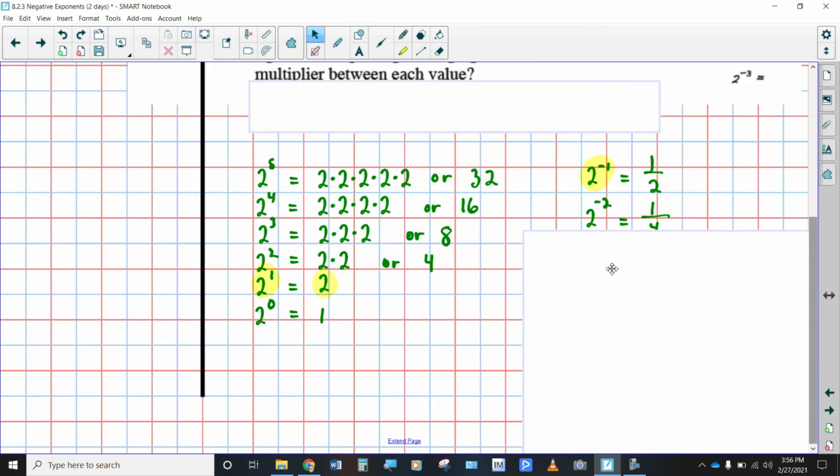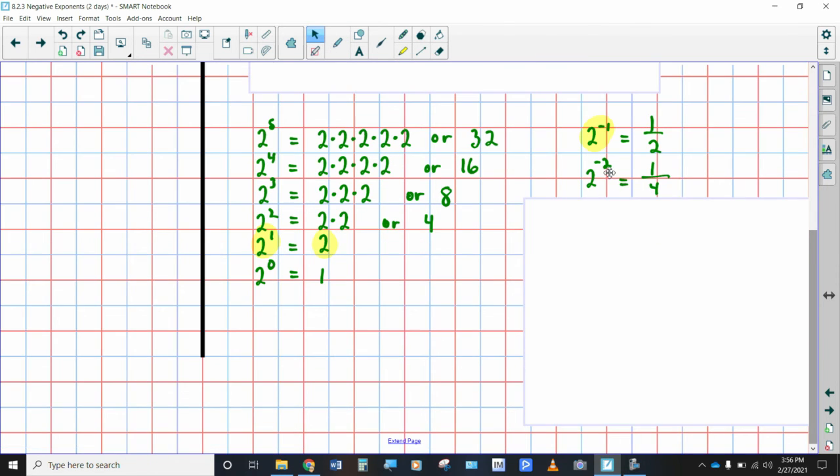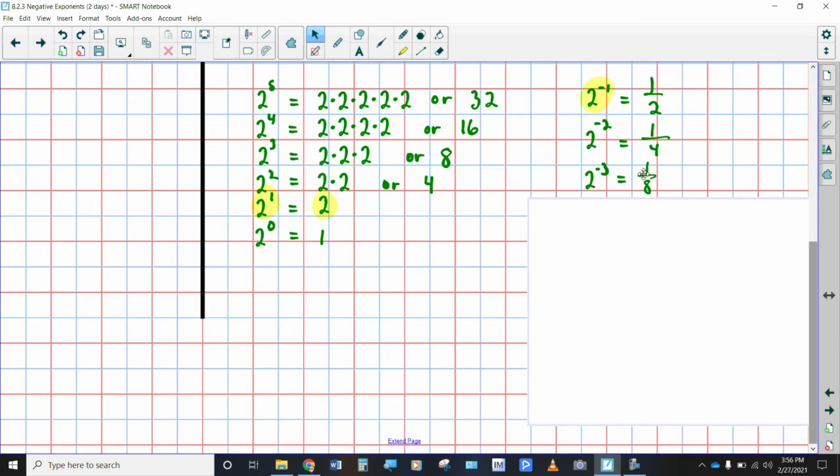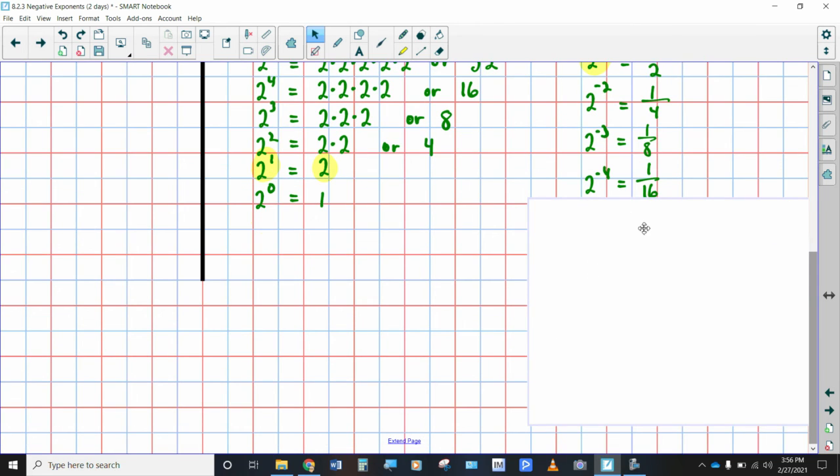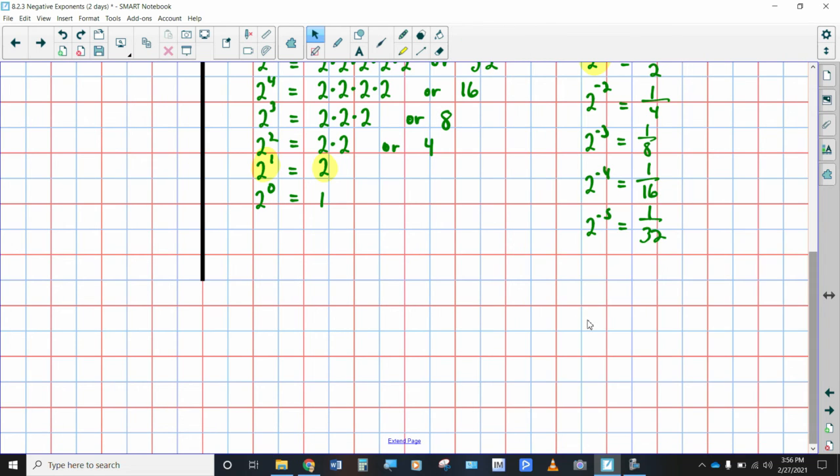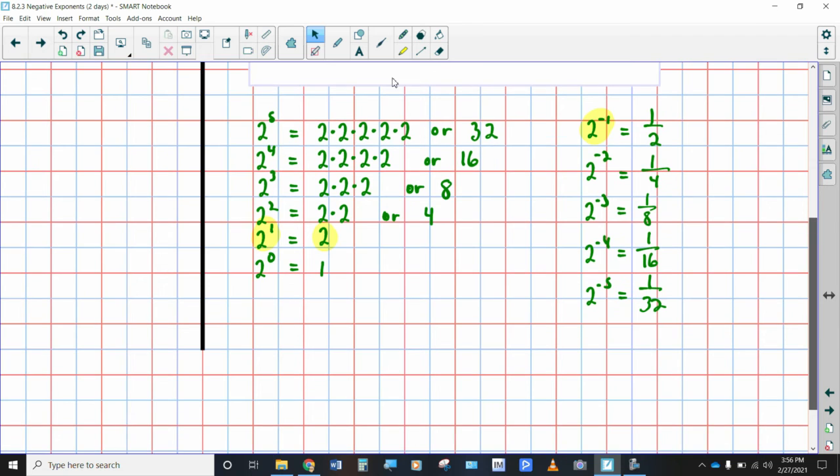So in keeping with that pattern, 2 to the negative second would be 1/2 times 1/2, or 1/4. 2 to the negative third would be 1/2 times 1/2 times 1/2, which is 1/8. 2 to the negative fourth would be 1/2 times 1/2 times 1/2 times 1/2, which is 1/16. And then 2 to the negative fifth would be 1/2 to the fifth power, which ends up being 1/32. Okay, so take a look at what we're doing here.